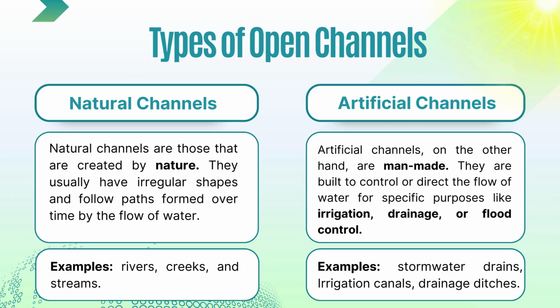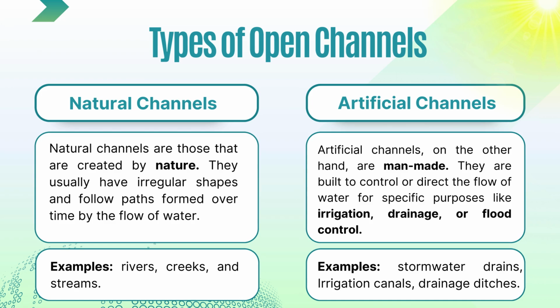There are two main types of open channels, natural and artificial. Natural channels, like rivers and streams, are formed naturally over time. They often have winding paths, uneven bottoms, and irregular sides because nature shapes them freely. Examples are rivers, creeks, and streams.